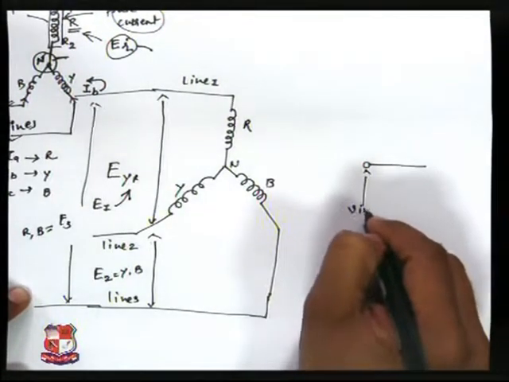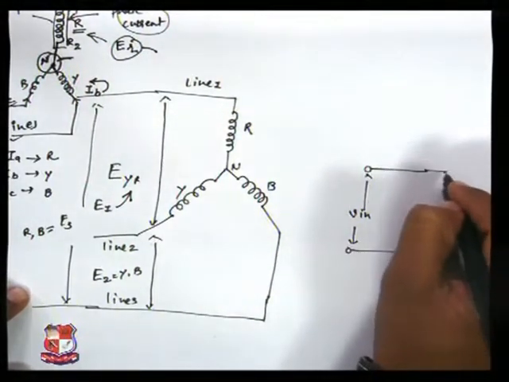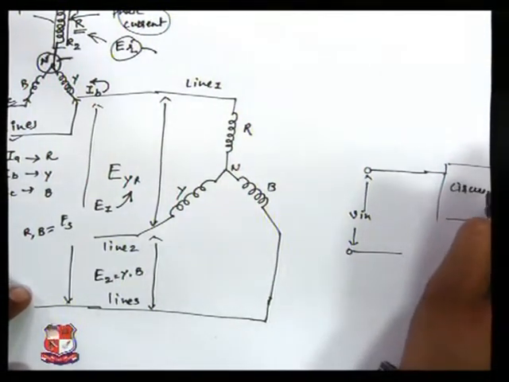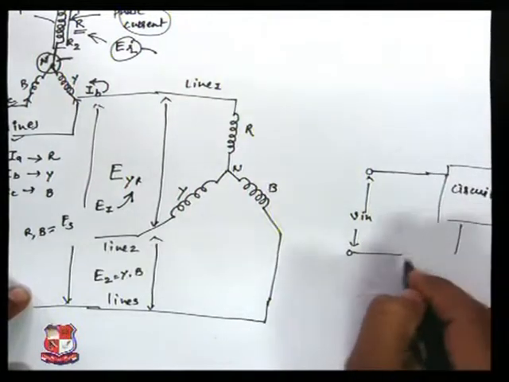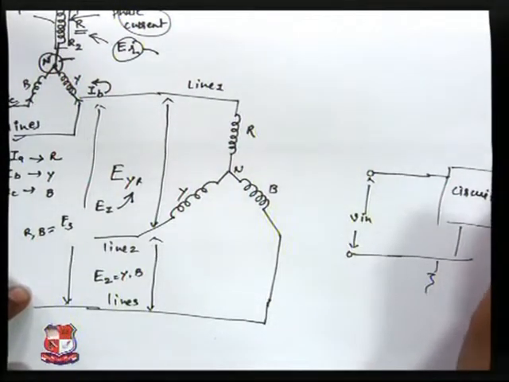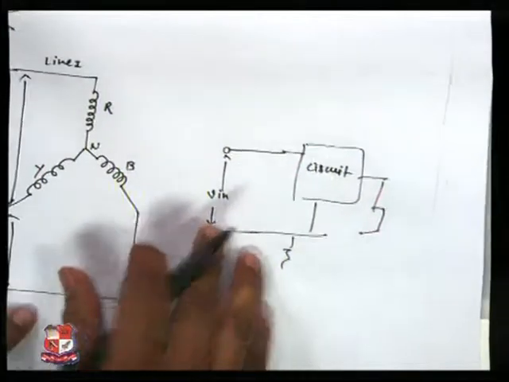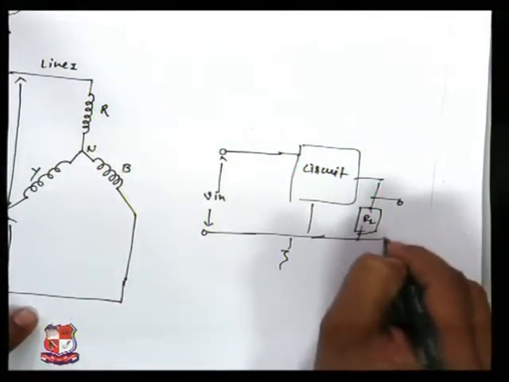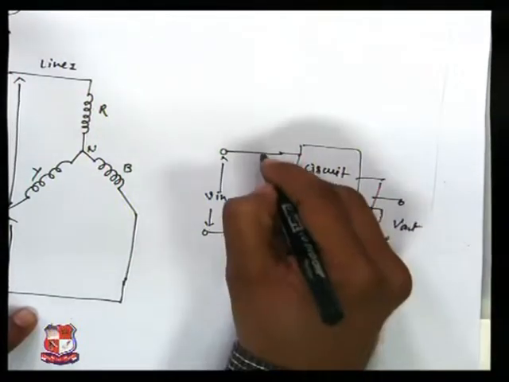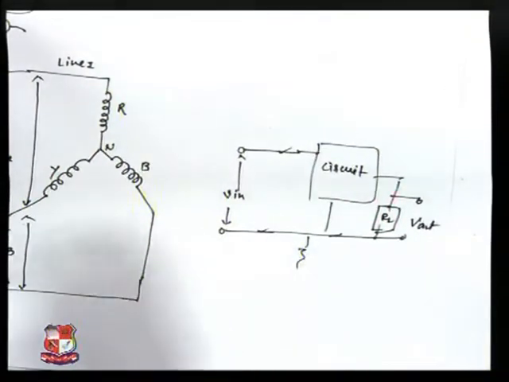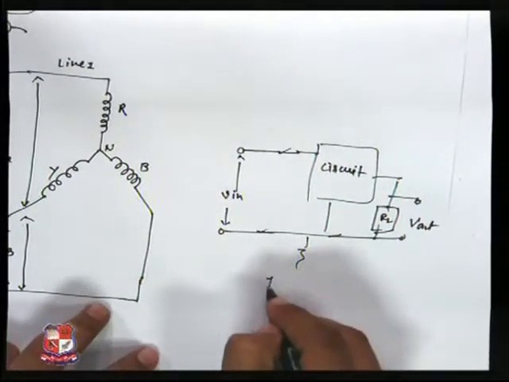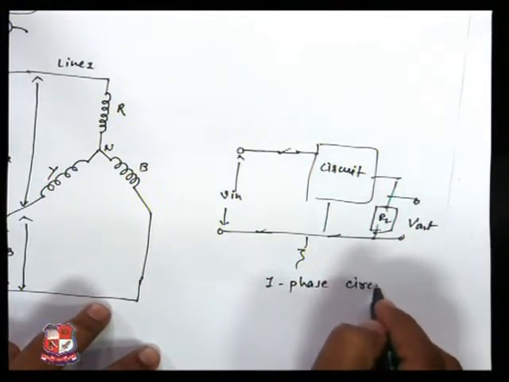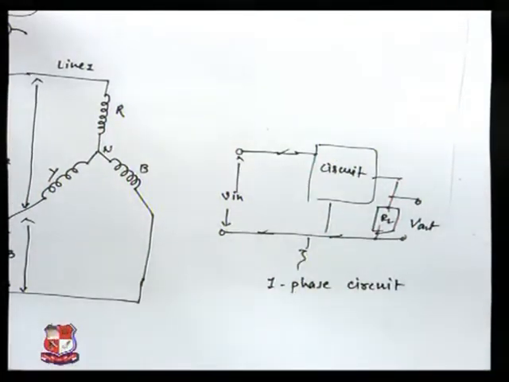This is the input section, and here you are making one circuit, and here is the load, and finally from the RL you are getting some output. So two lines are required in a single phase circuit. This is called a single phase circuit.